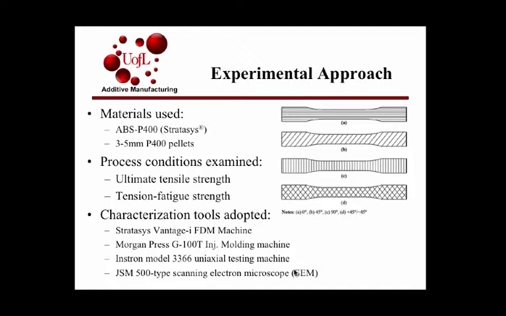The process conditions examined were ultimate tensile strength and tension fatigue strength, and they used a Stratasys Vantage 1 FDM machine, an injection molding machine, an Instron tensile testing machine, and a scanning electron microscope to take images of the yielding surfaces for the test specimen.